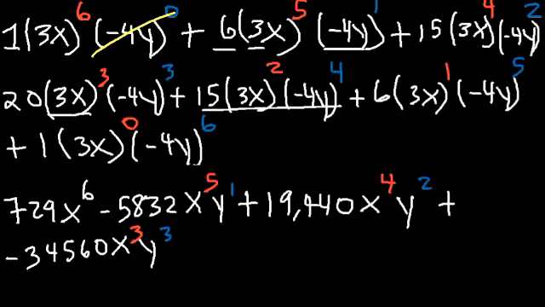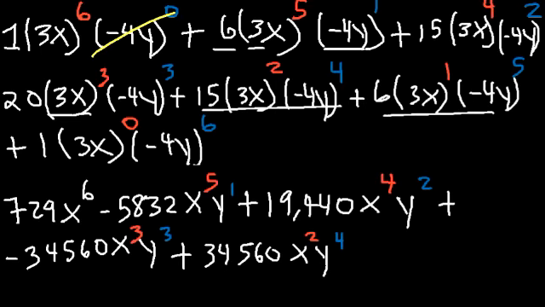Now for the next one, 4 to the 4th power is 256 times 3 squared, or 9. That's 2304 times 15. And this is going to be positive 34,560, x to the 2nd power, y to the 4th power. Now the next one is 4 to the 5th, which is 1,024 times 3 and times 6. This is going to be negative 18,432 x to the 1st power, y to the 5th power.